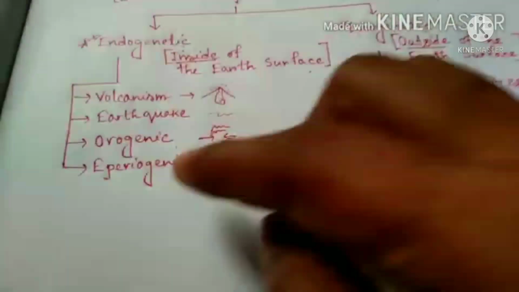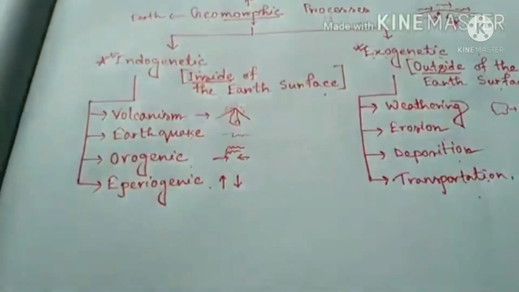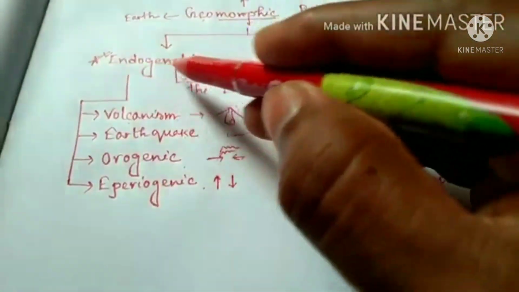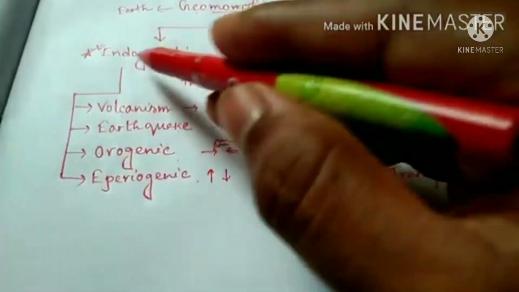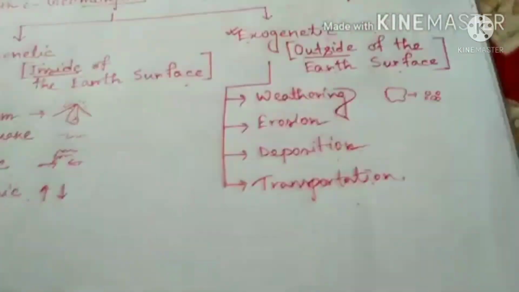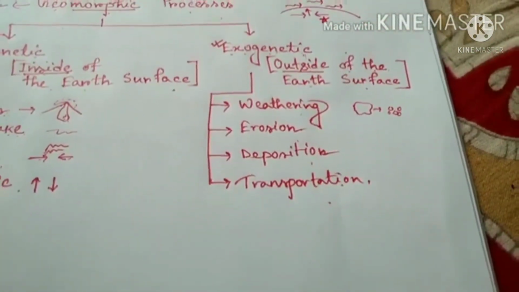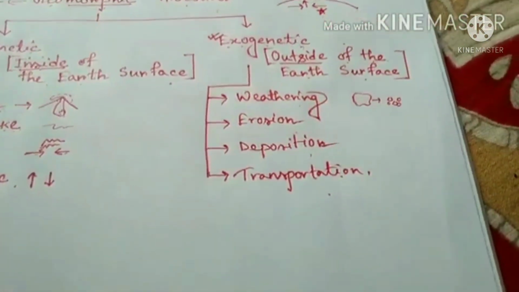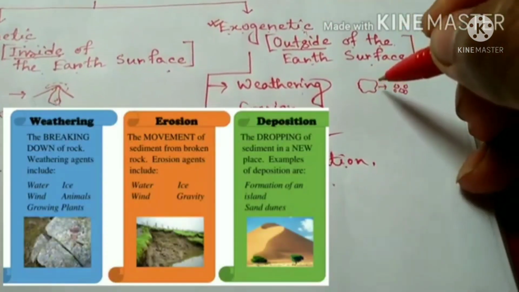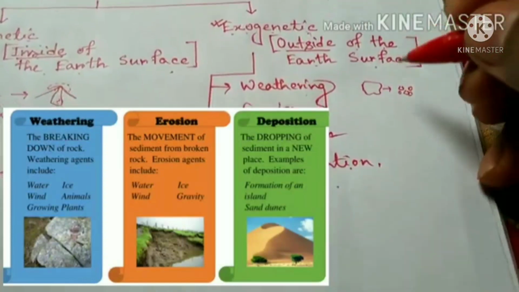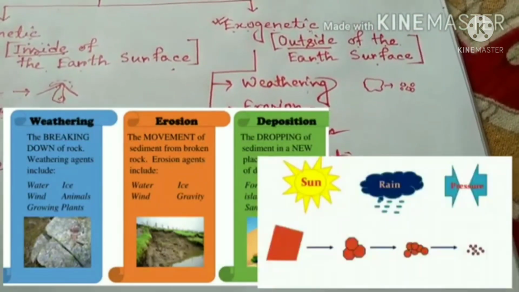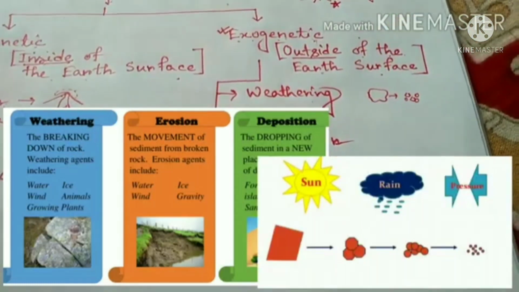Remember, all these processes work inside of the surface. That's why these processes are called endogenetic processes. Now on the other hand, exogenetic processes. Here weathering: if you think this is a block of land surface, this land breaks down into pieces. This process is called weathering.